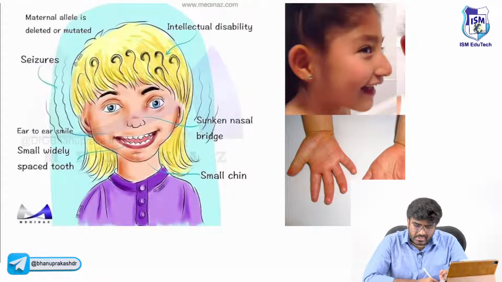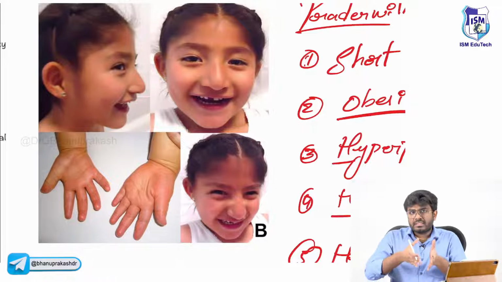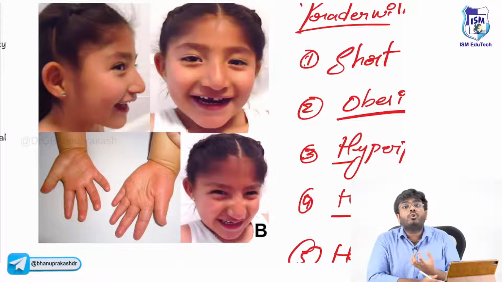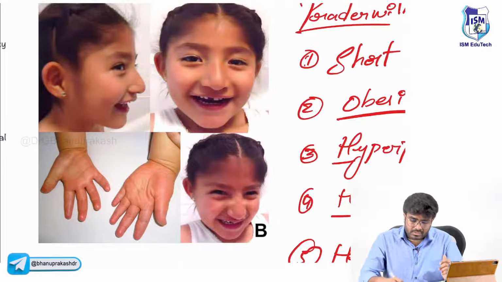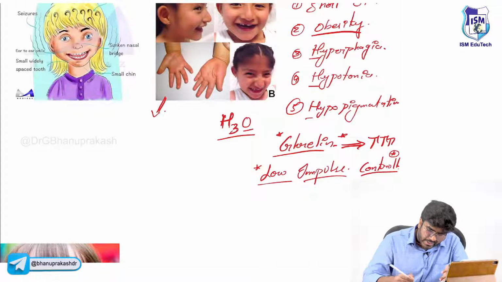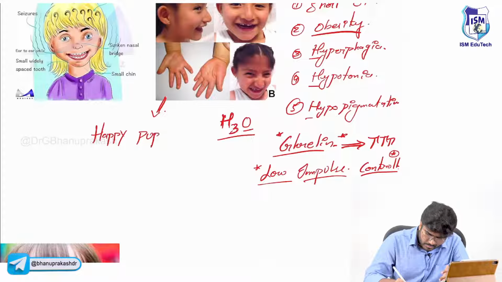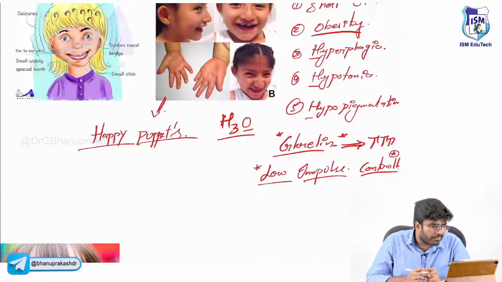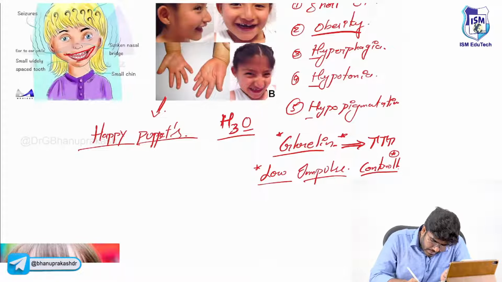Now, what are the important points about Angelman syndrome? Look at this female baby who has Angelman syndrome. Whenever you look at these Angelman babies, they have uncontrollable laughter and a weird smile. These Angelman babies are called happy puppets, sir. That's one important point which I want you to know.